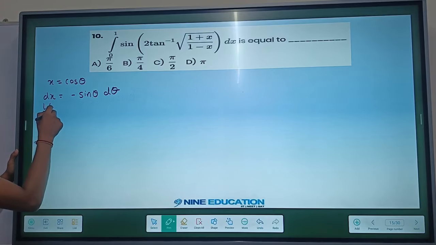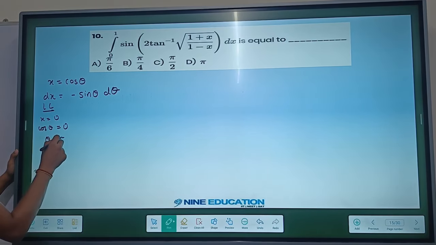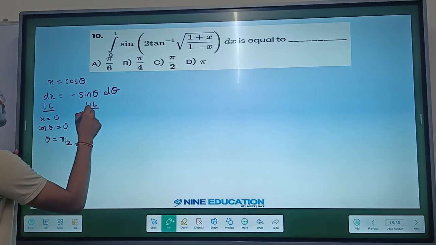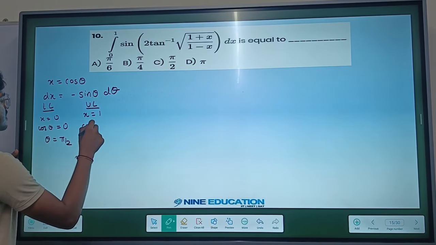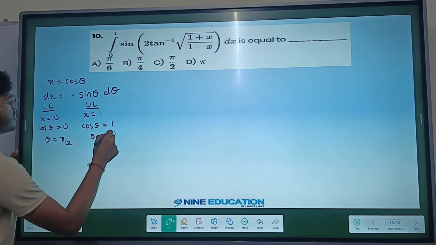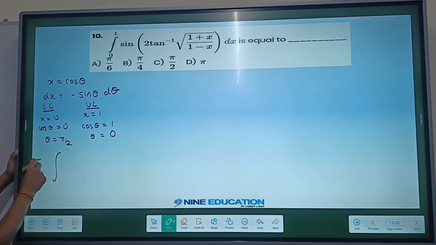What about limits? Lower limit of x is 0, that is cos theta equals 0. When is cos theta 0? Theta equal to pi by 2. Upper limit of x is 1, cos theta equals 1, so theta should be 0. So what will I get this integral value as?